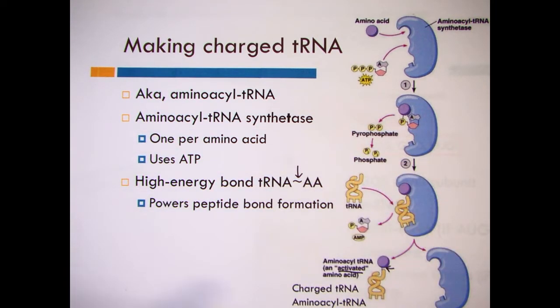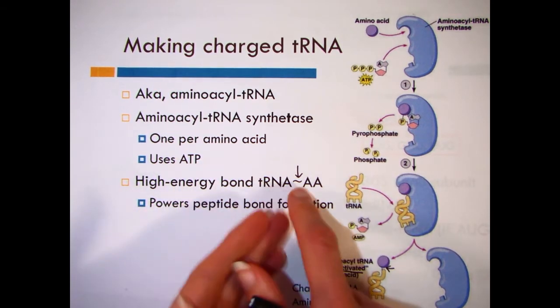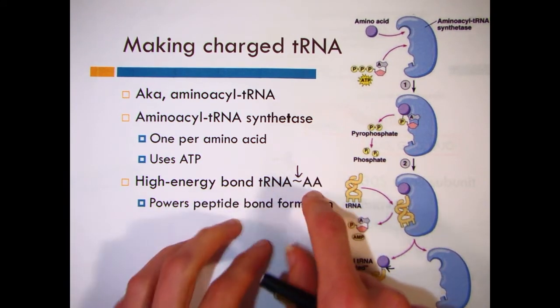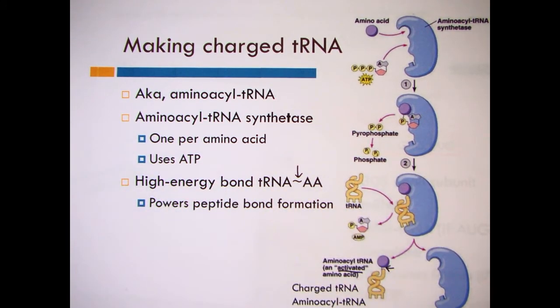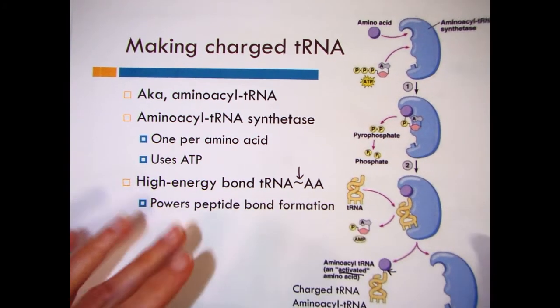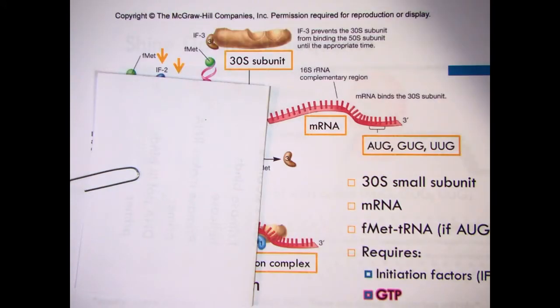And this is an important process because it transfers the energy from ATP to be stored between the tRNA and the amino acid, and it is this energy that will ultimately power the formation of the peptide bond. So getting the right amino acid onto the right tRNA is really an important part of successfully making proteins, and so that's why we're learning about this.